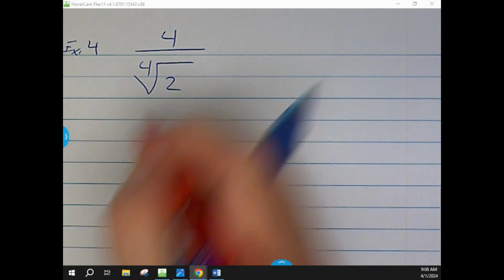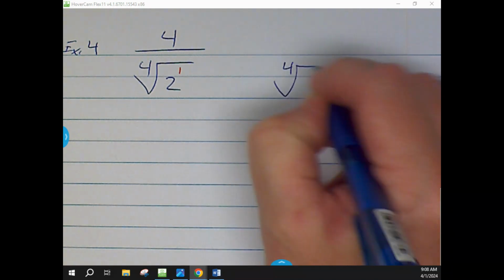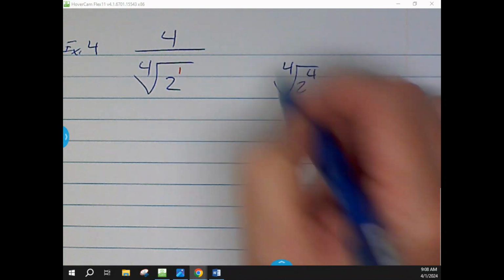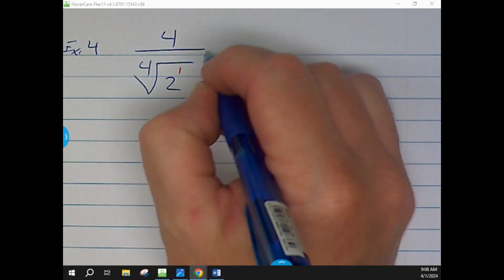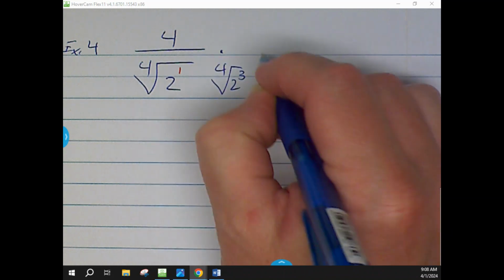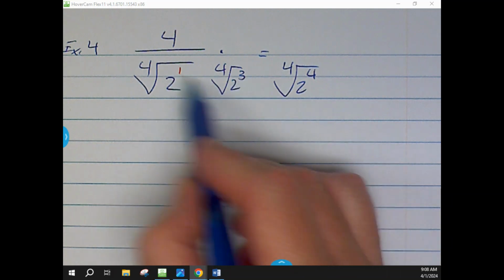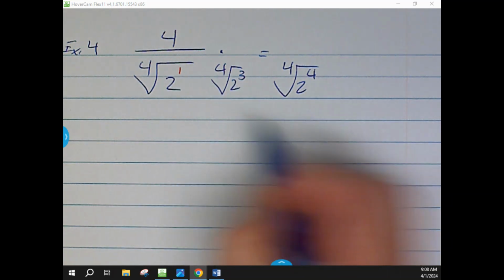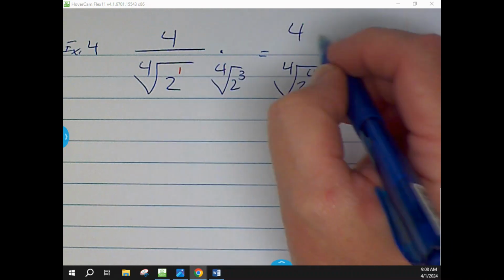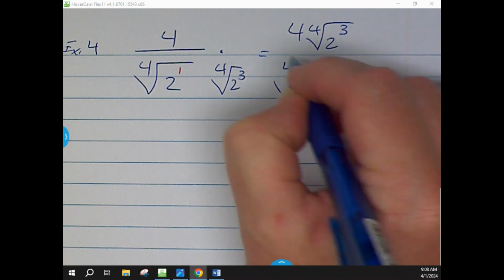Okay, so first thing again, think about it. If there's not a power, that's technically 2 to the first power. So to make this thing cancel, we need 2 to the 4th power, right? So if that's the case, we need to multiply by the 4th root of 2 to the 3rd power. So then we've got 2 to the 1st power, 2 to the 3rd power. We can add those powers to get 2 to the 4th. Top part, again, that's just going to be the 4th root of 2 to the 3rd.